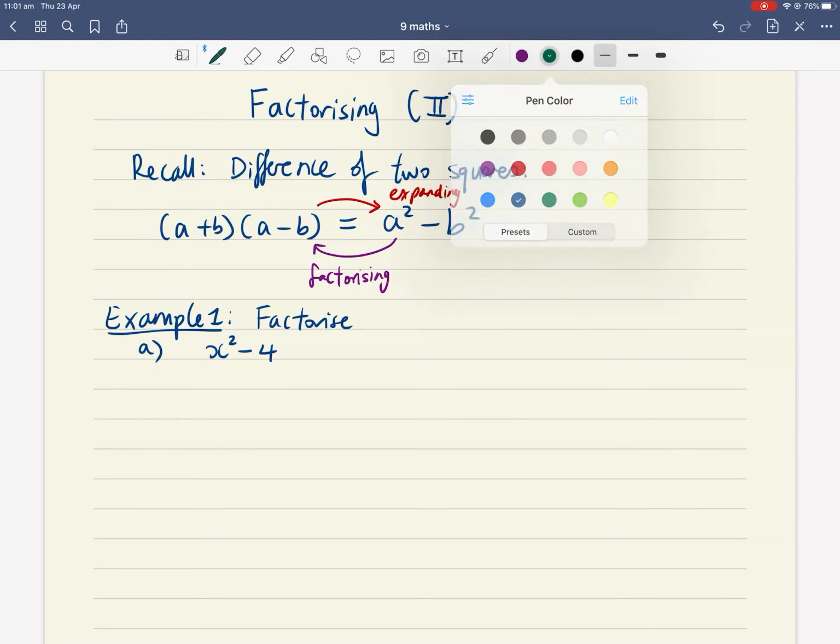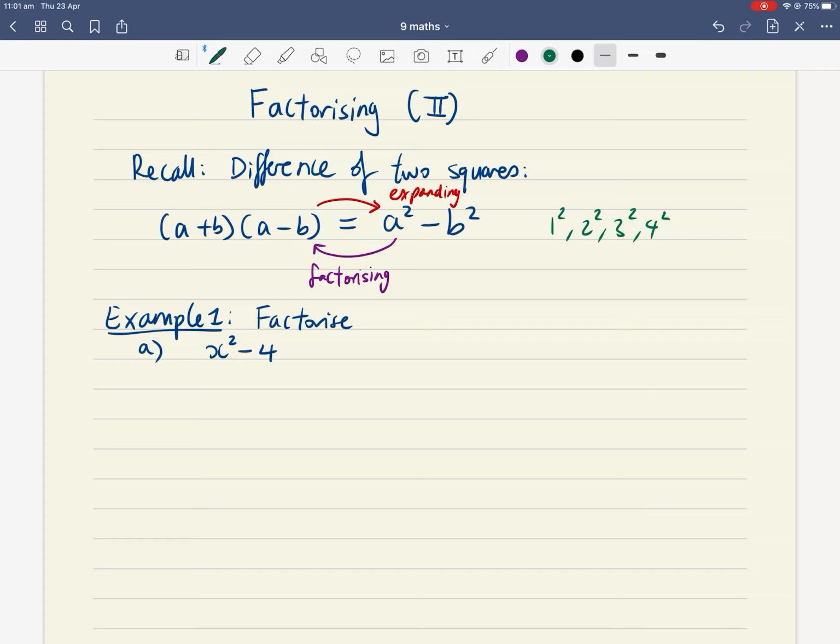So remember, square numbers are 1 squared, 2 squared, 3 squared, 4 squared, 5 squared, 6 squared, etc. So these are our square numbers. In other words, 1 squared is 1, 2 squared is 4, 3 squared is 9, 4 squared 16, 5 squared 25, 6 squared 36, etc. So is 4 a square number? Yes, it is. So we can rewrite this as x squared minus 2 squared.